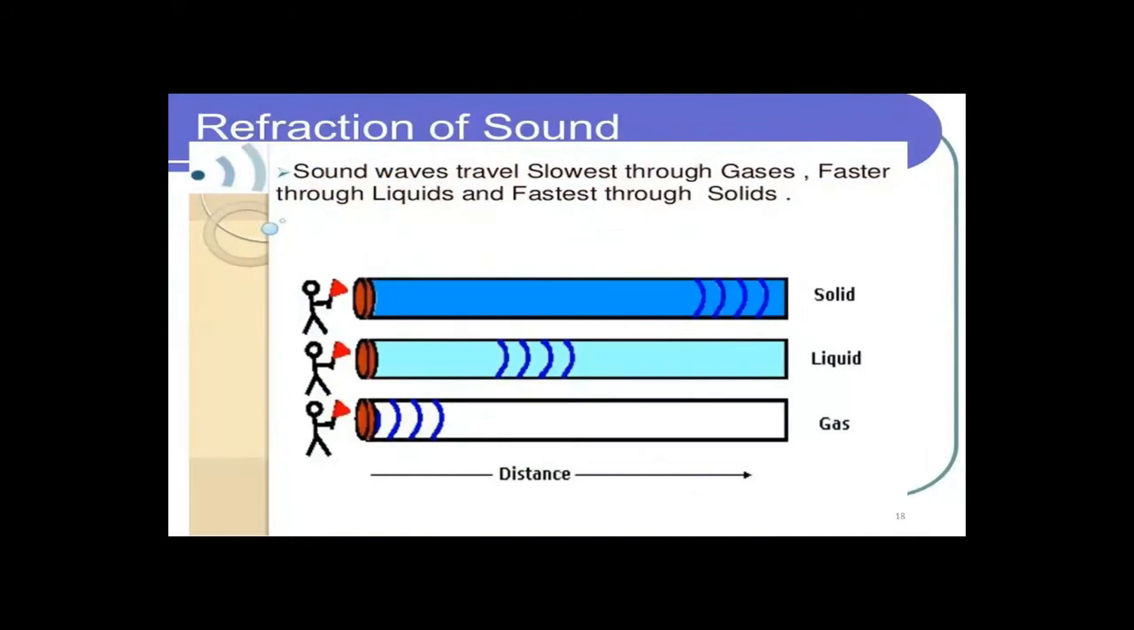Sound waves travel faster through solids, fast through liquids, and slow through gases. This picture clearly shows that sound travels faster in solids, sound waves travel fast in liquids, and this picture clearly shows how sound waves travel slow in gas materials. These pictures show how sound waves travel slow through gas, faster through liquid, and fastest through solid. That is the speed of sound in different media.